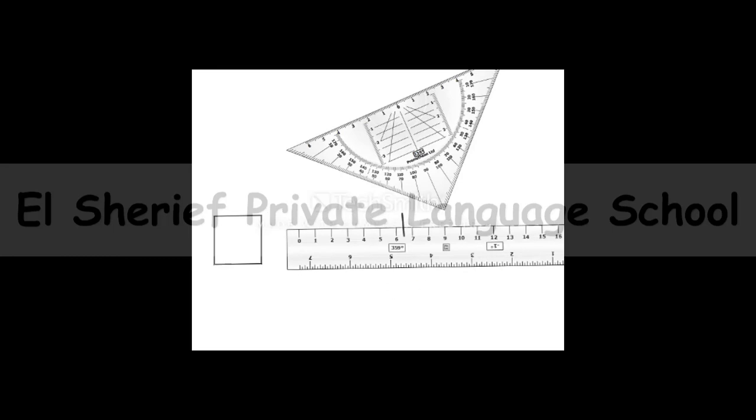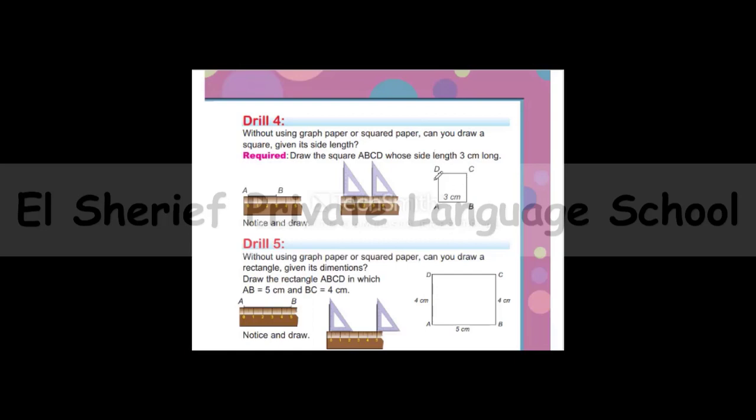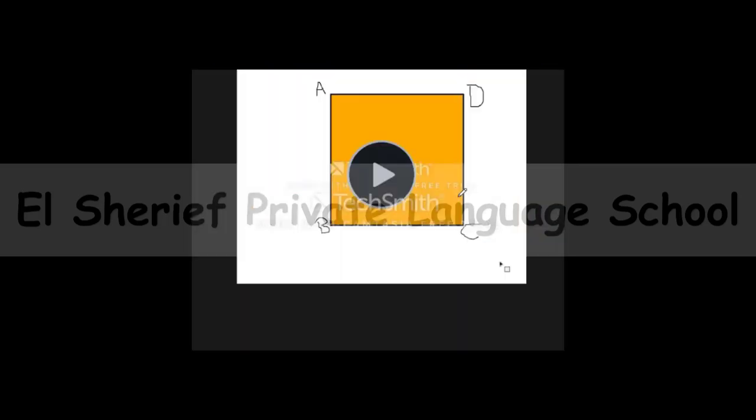Now we have a square and we have to give it a name. So this vertices A, B. Okay, now we have square A, B, C and D with 3 centimeter side length. And back to student book. Here we have A, B, C, D with 3 centimeter. You can try it in your notebook. And this is all for today. Thank you.